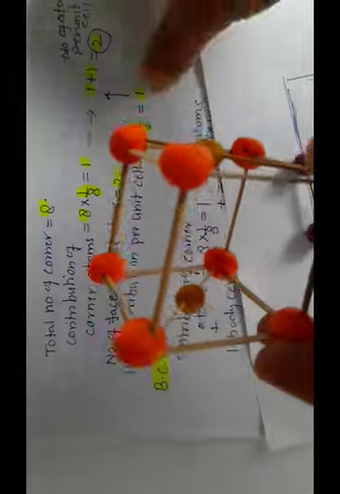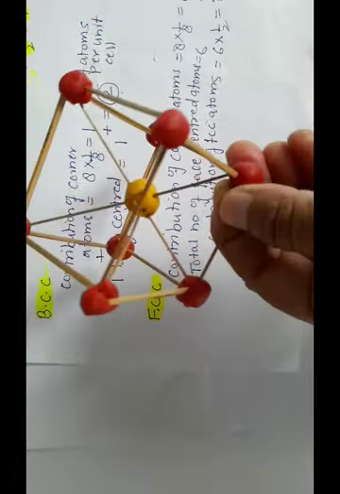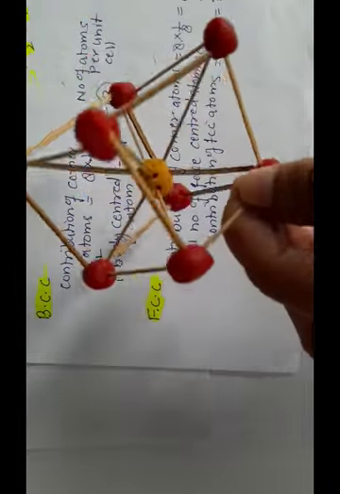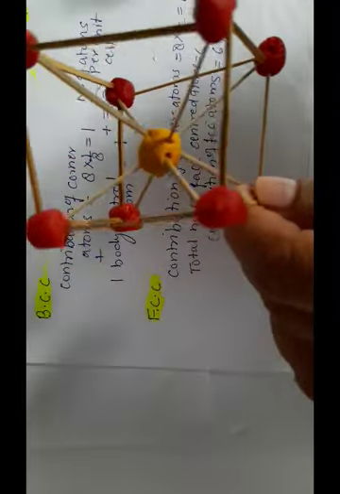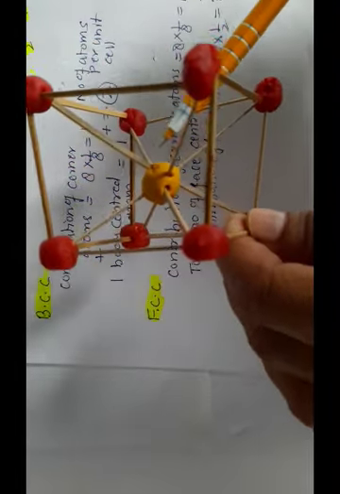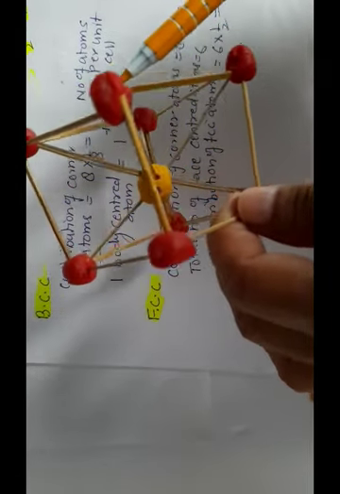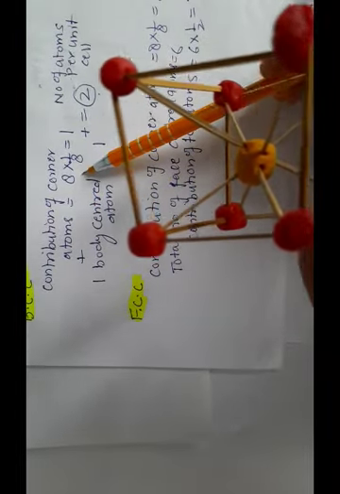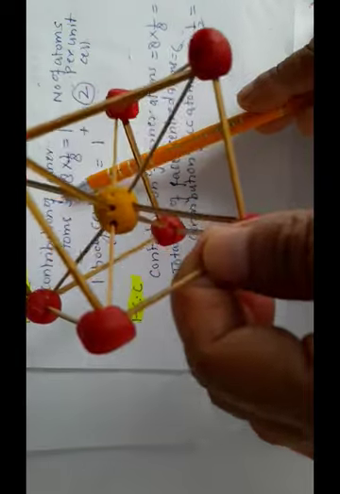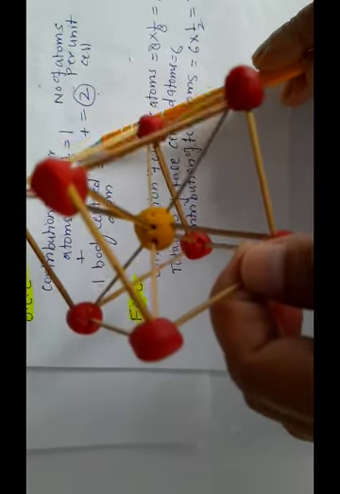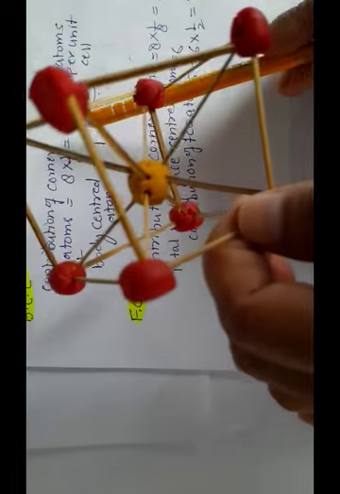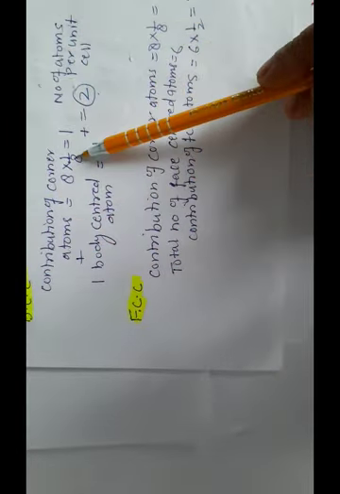Now let us take another example. This is body-centered unit cell. Here the atoms are placed at the corner of the unit cell as well as at the body center position. Now how many corners are there? There are 8 corner atoms. Total number of corner atom is equal to 8, and the contribution of the corner atom in cubic unit cell is only 1/8. So the contribution from the corner comes out to be 8 multiplied by 1/8, and that gives you 1.